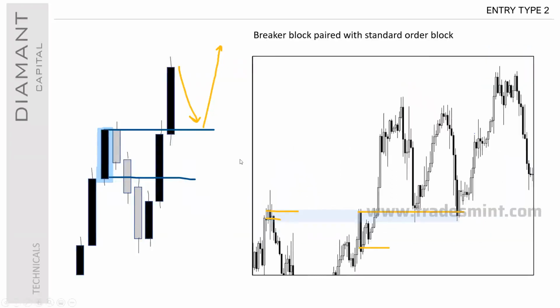Then you've got entry type 2, a breaker block paired with a standard order block. Now, this really is looking into retail, for example, but you've got the breaker block back here. And the thing is, these breaker blocks actually have a lot of power because there were areas where a lot of orders happened previously, and orders may still be held from that area. Hence why it comes back to mitigate that area. So we've got this breaker block right here paired up with this standard order block right here.